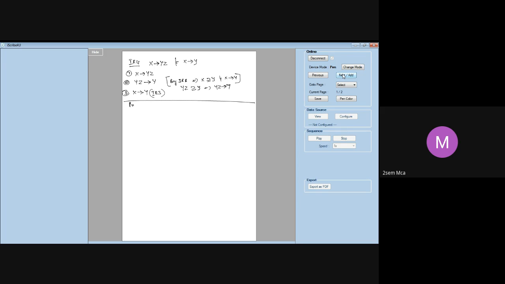Next, let us move on to proof of IR5. What is IR5? Union or additive rule. What does it state?